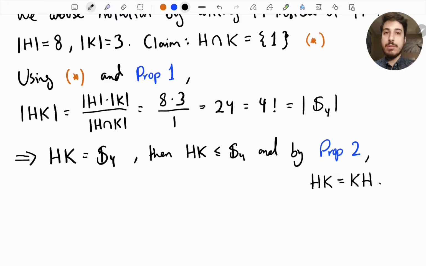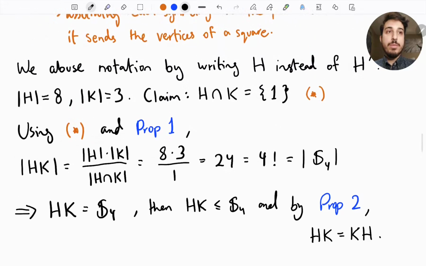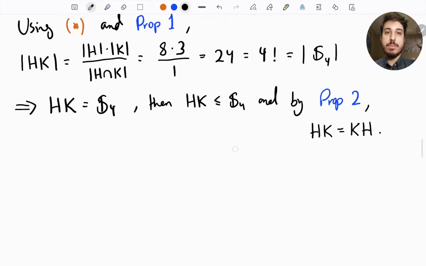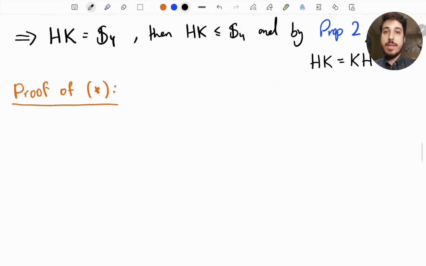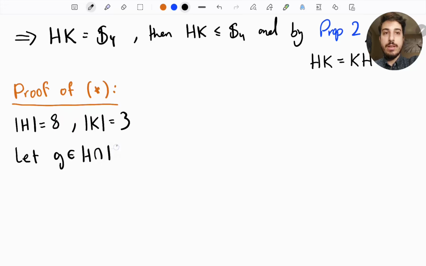What a satisfying result that is. Just by calculating the order of HK, we get this nice equality here. Now, we need to prove that the intersection of H and K is the trivial subgroup. To prove this claim, let us have a look again at the orders of H and K. Let g be an element in the intersection of H and K. We want to prove that g is necessarily the identity element.